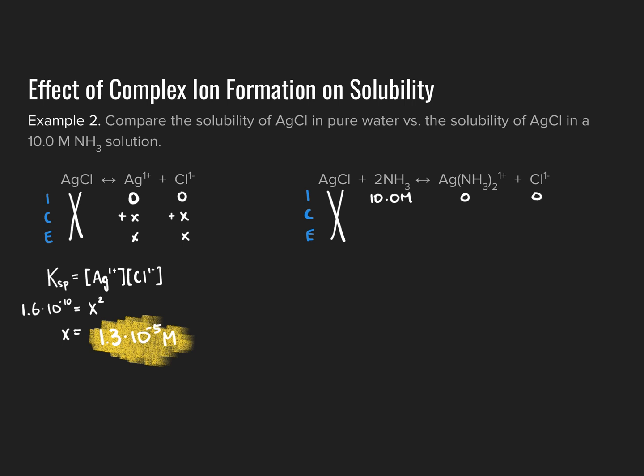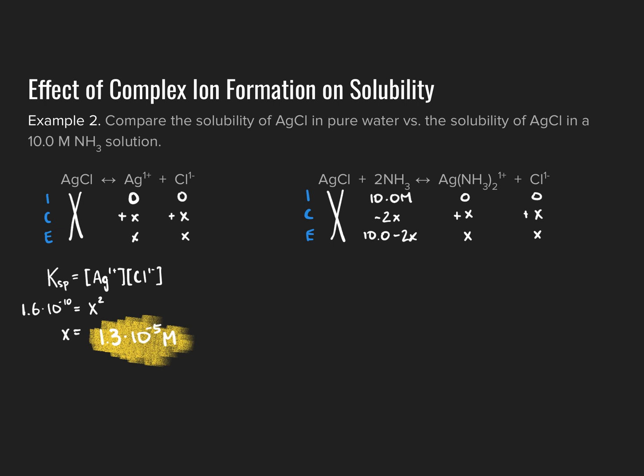Now again, assuming that some amount of the silver chloride dissolves, I would see a change in concentration of plus X moles per liter for both the diamine silver complex ion and the chloride ion for each silver chloride that dissolved. And I would see a change in concentration of minus 2X moles per liter for our reactant ammonia, NH3. Leaving me then with equilibrium concentrations of 10 minus 2X moles per liter for ammonia, and then X for both of the product ions. And just as we did on the other side, let's now go ahead and write our K expression.